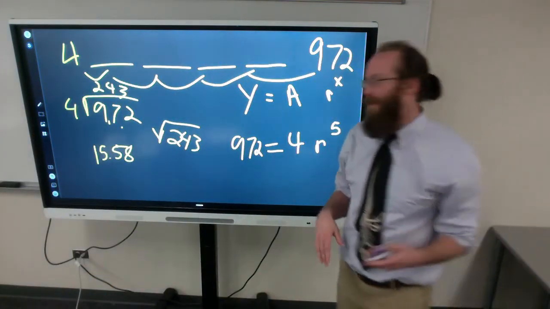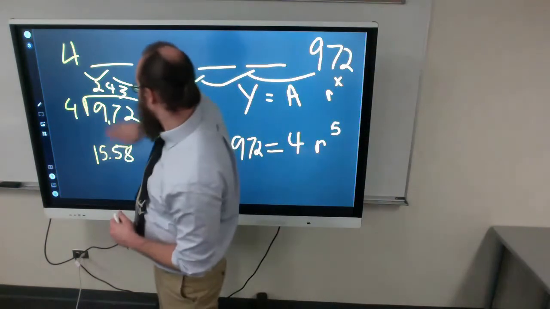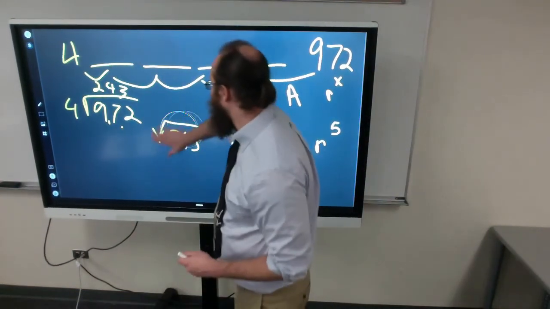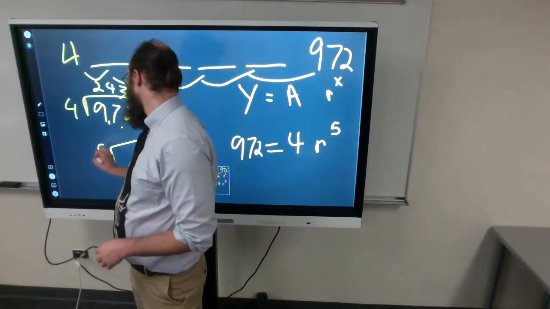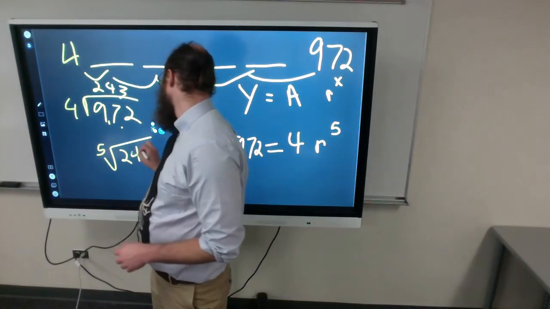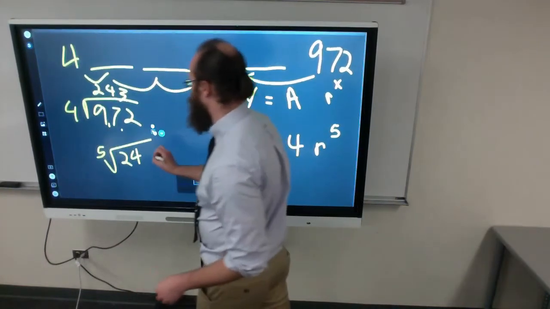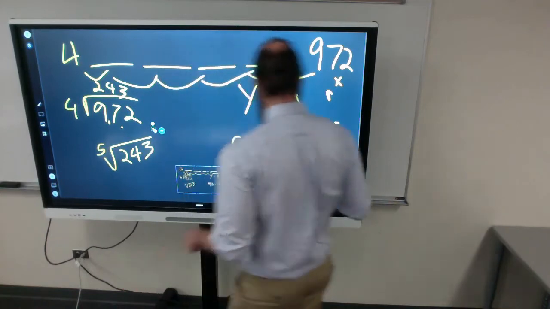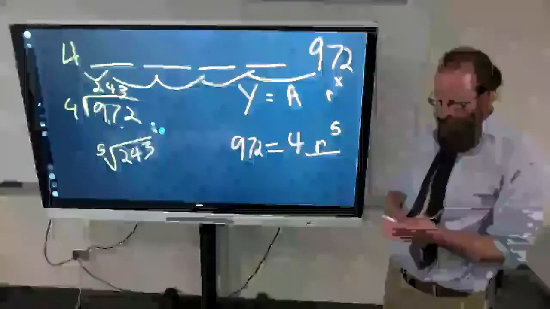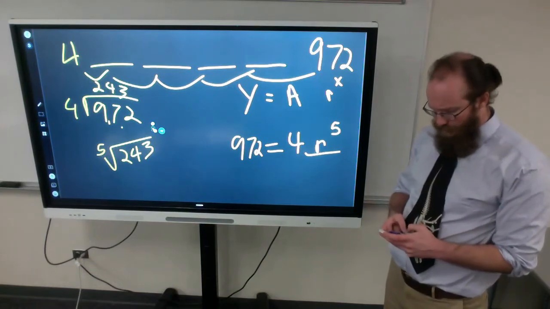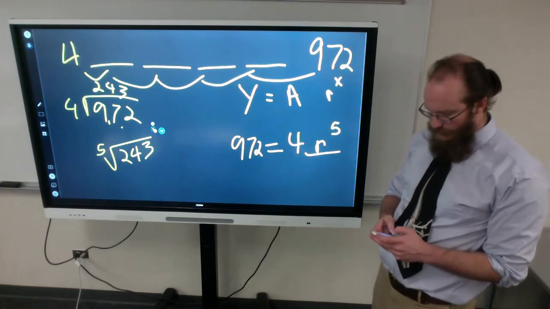Mr. Curry made a mistake. Let's take it back a second. So we are not taking the square root of 243, right? We're not taking the square root. We are taking the 5th root of 243, because we have r to the 5th over here, right? So the 5th root of 243 is going to be a number. It's going to be nice and easy.